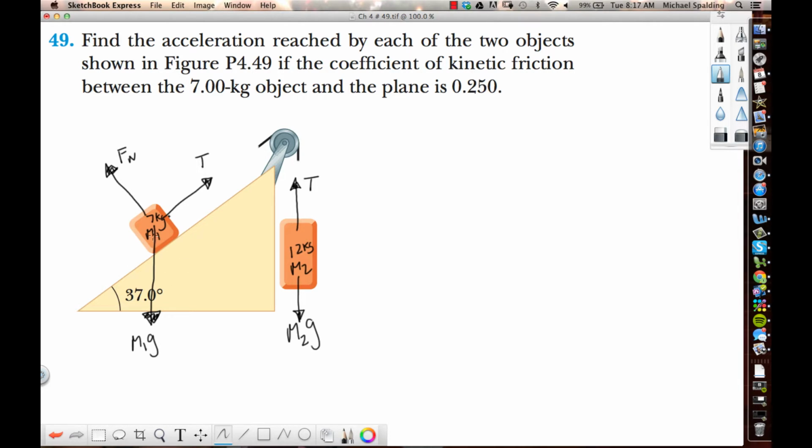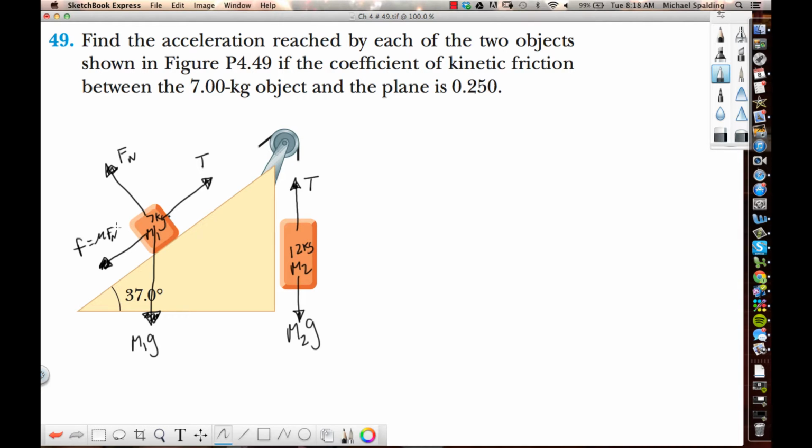So which way is M1 going to be moving? Which way does M1 move here? It's going to be moving up the hill, right? We've got 12 kilograms here and 7 kilograms there. M1 is going to move up the incline. So if the motion is up the incline, which way is friction? Down the incline. Friction is always opposite motion, parallel to the surface. And friction equals coefficient times normal force.